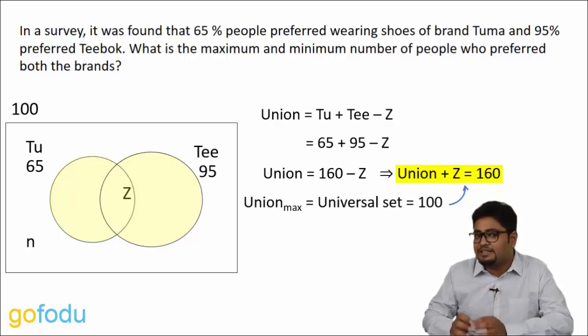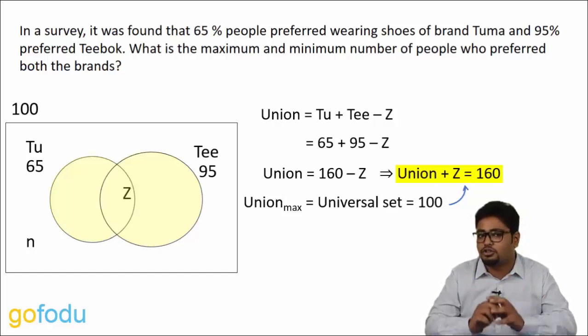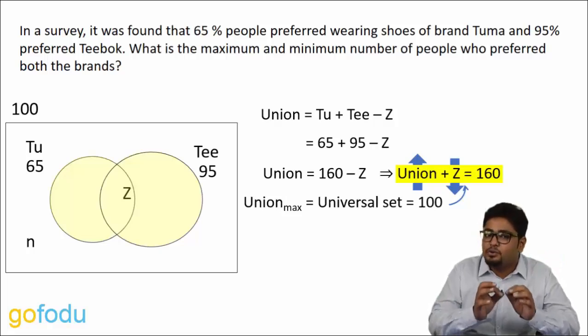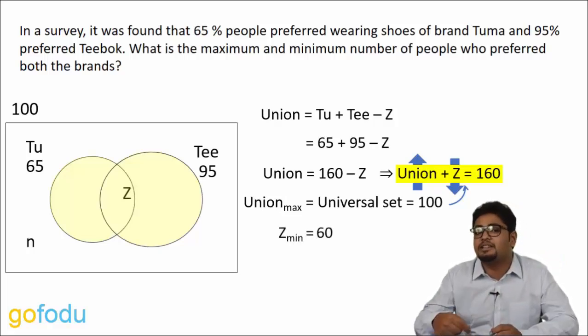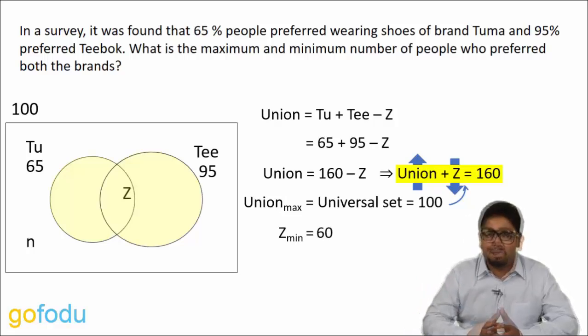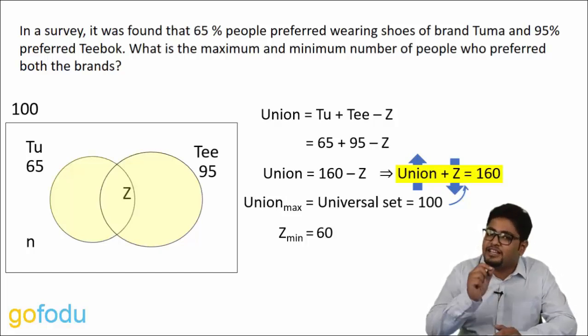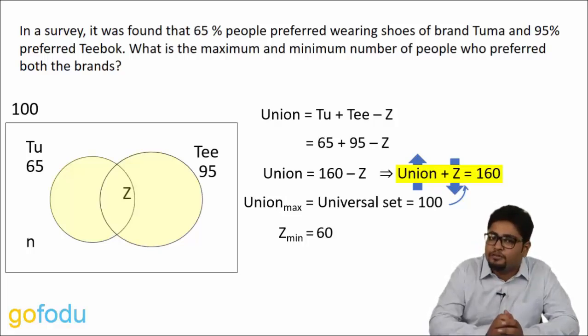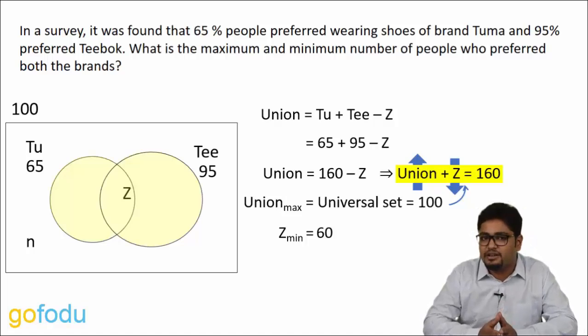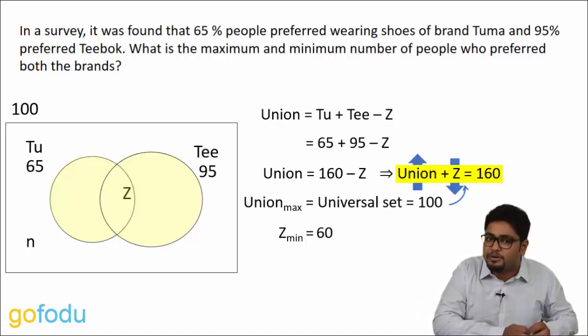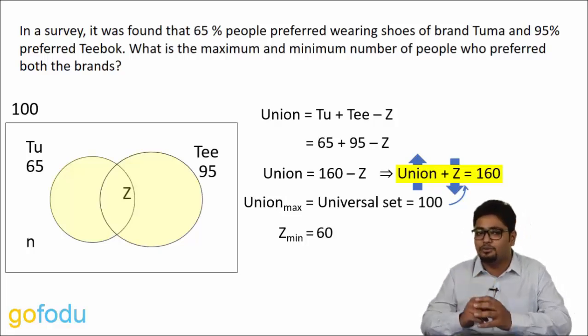Union plus Z is 160. The sum of two variables is constant. So, for one to be minimum, the other has to be maximum. If union is 100, then Z minimum in that case would be 60. So, the minimum value of Z, or say the minimum number of people who preferred both the brands, is 60%. If this Z is 60, people who prefer only Puma become 5% and only T-Bog become 35%. Union is 100 and hence N, that is the percentage of people preferring no brands, becomes 0.